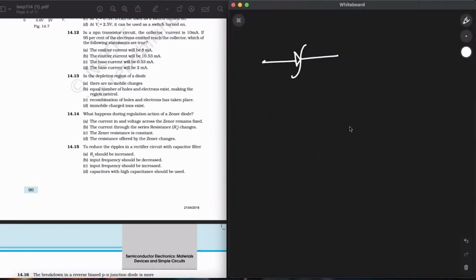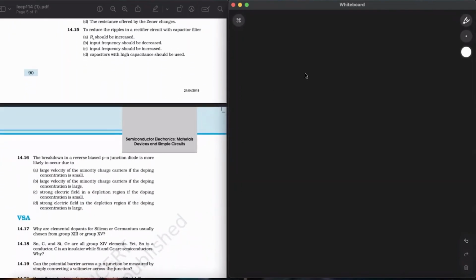Okay, now we have what? To reduce the ripples in the rectifier circuit with capacitor filter, RL should be increased, input frequency should be increased, capacitor with high capacitance should be used. So we'll see about this. The ripple factor may be defined as the ratio of the RMS value of the ripple voltage to the absolute value of the DC component of the output voltage. However, this ripple voltage is commonly expressed as the peak to peak value.